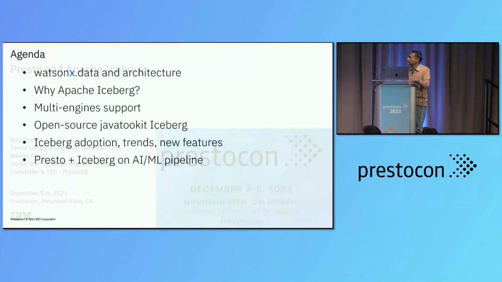So, next slide. The agenda is the watsonx.data architecture that we've seen today in the keynote, why Apache Iceberg, multi-engine support, the open source Java toolkit for Iceberg, and the adoption trends and the work we have done in the Iceberg and Presto area. And then we'll have the last part, the Presto Iceberg ML pipeline description.